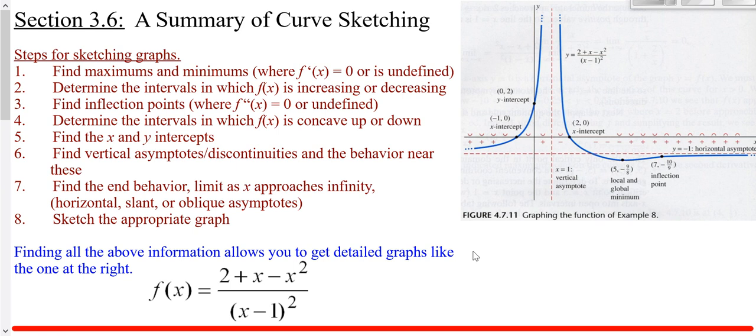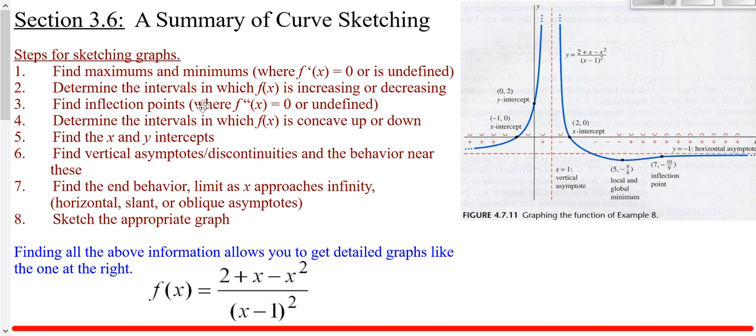So today, for the most part, is not really pulling anything new into it. It's just taking everything we've done in this chapter and pulling it all together. Now, we know that we can find all this information: you find your max and mins, increasing and decreasing, from your first derivative and doing your labeled number line.